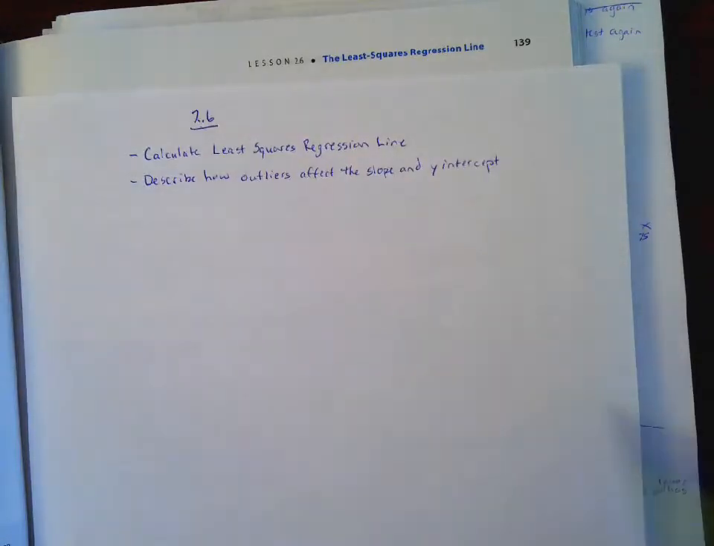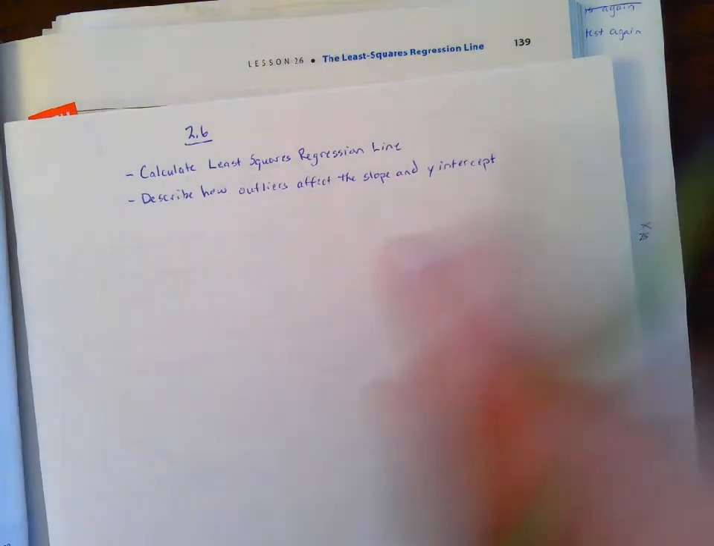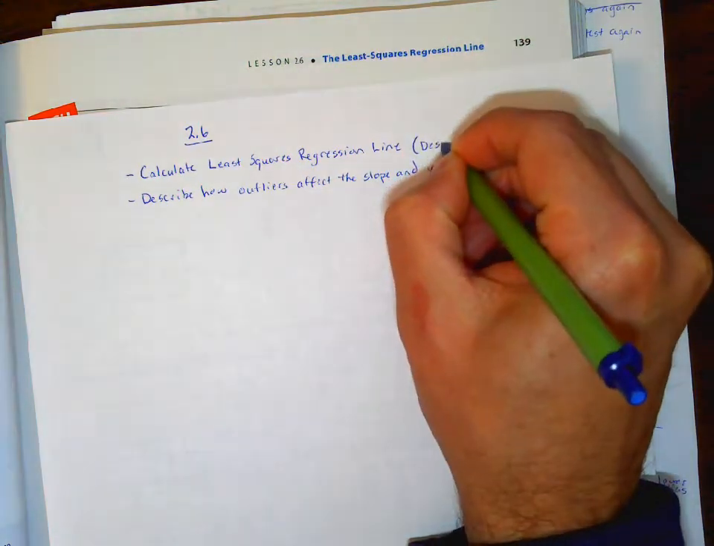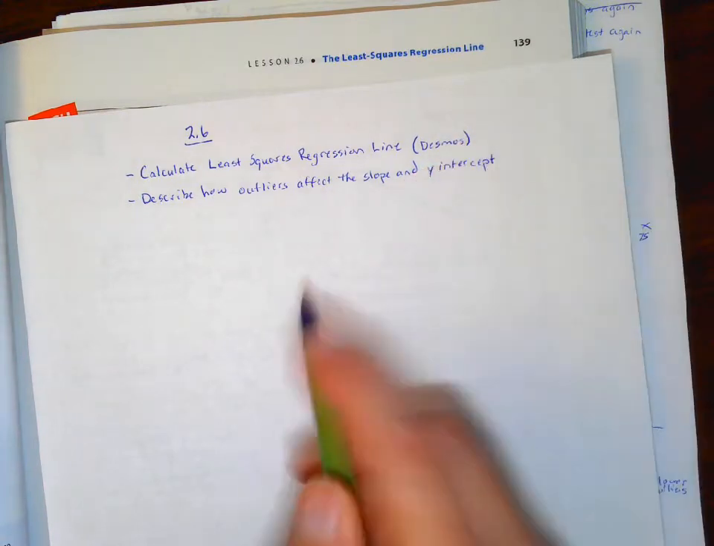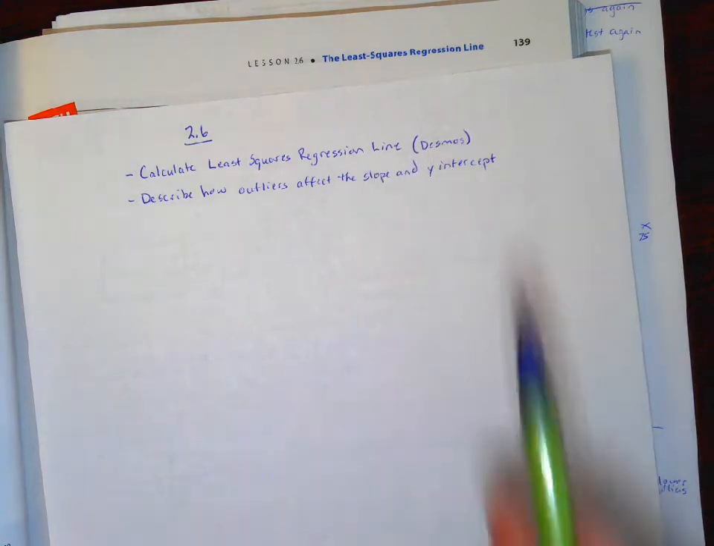Hey, these are notes 2.6. We want to do two things today. We want to calculate the least squared regression line, and we're going to use Desmos for that. And also, how do outliers affect the slope and the y-intercept of that line?